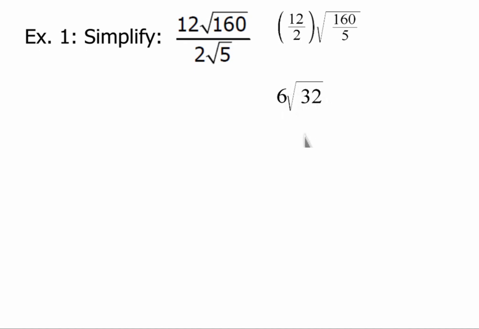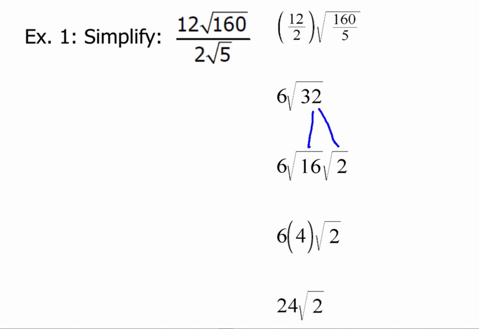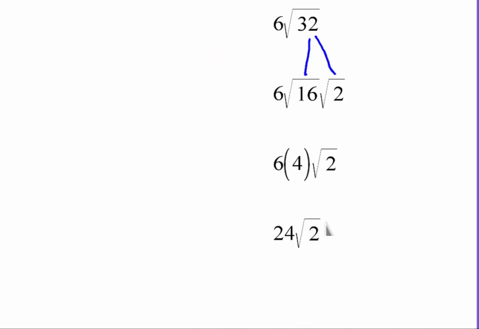Now 32 is not a perfect square, so I have to simplify that radical. The biggest perfect square that goes into 32 is 16, and its factor pair is 2. So 16 goes in its own radical, 2 goes in its own radical. Now I want to do the square root of my perfect square. Square root of 16 is 4. So I've got 6 times 4 times the square root of 2. 6 times 4 is 24. So my answer ends up being 24 times the square root of 2. So I just divided outside by outside, inside by inside, and simplified our radical.